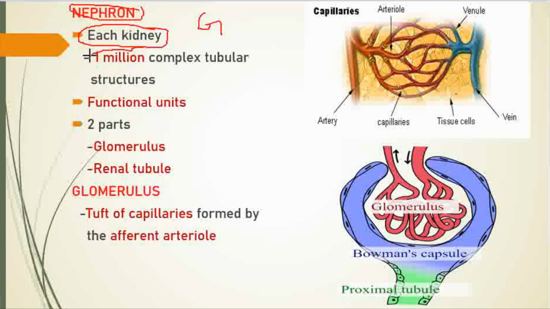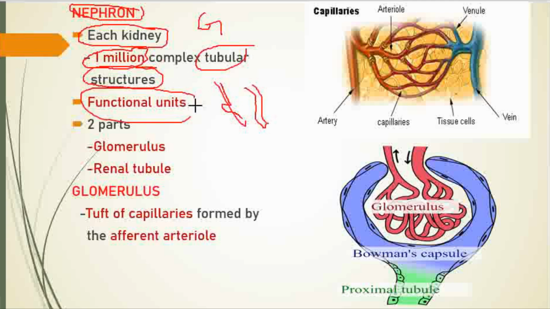In each kidney there are about 1 million complex tubular structures. This nephron is in tube form. They all look like tubes. They are the functional unit of the kidney. The main function of the kidney takes place in the nephron.